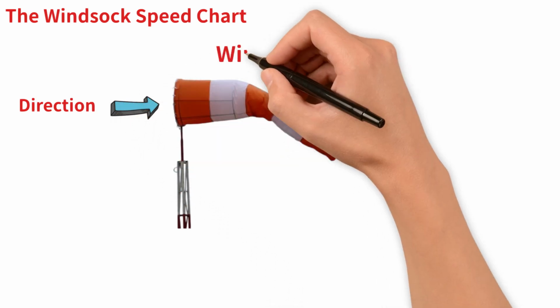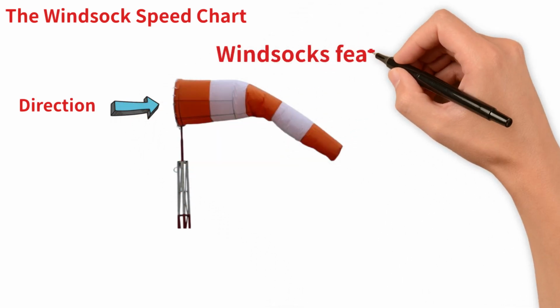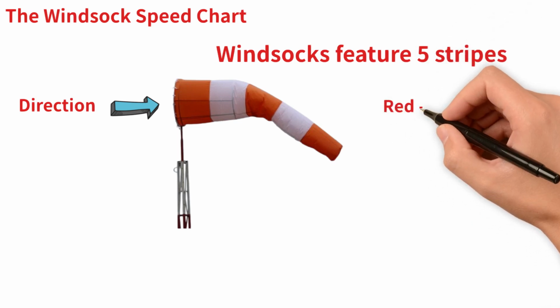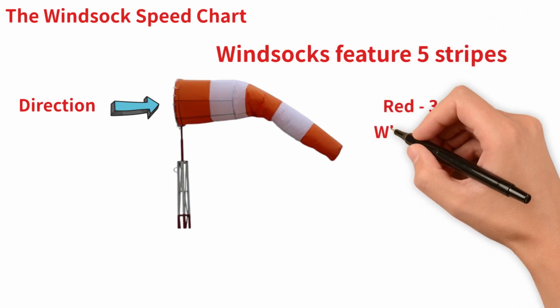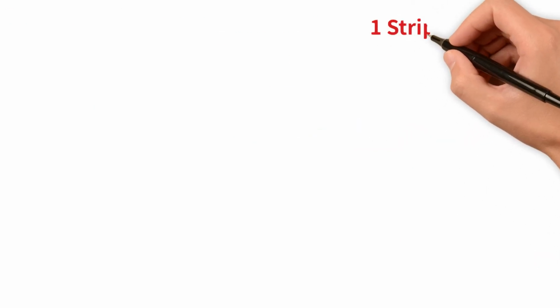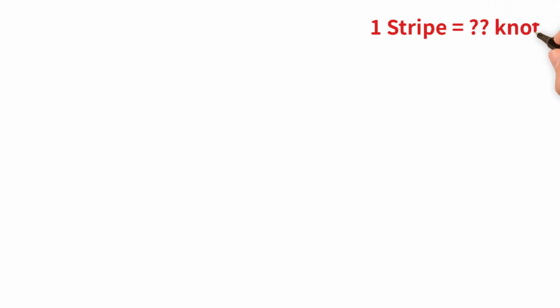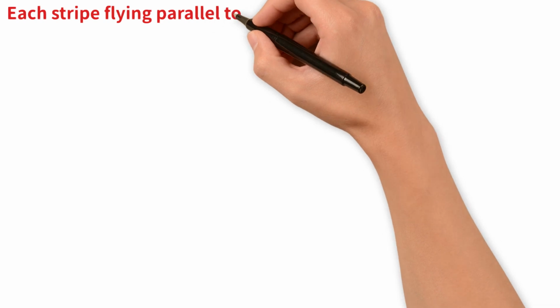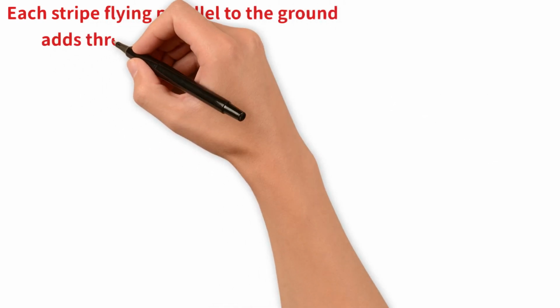Windsocks feature 5 stripes, 3 bright red and 2 white stripes. You will notice 2 red stripes on both ends, followed by 2 white stripes and another red stripe in the middle. But how can we know if it's 3 or over 15 knots of wind? It's relatively easy. Each stripe flying parallel to the ground adds 3 knots of wind speed.